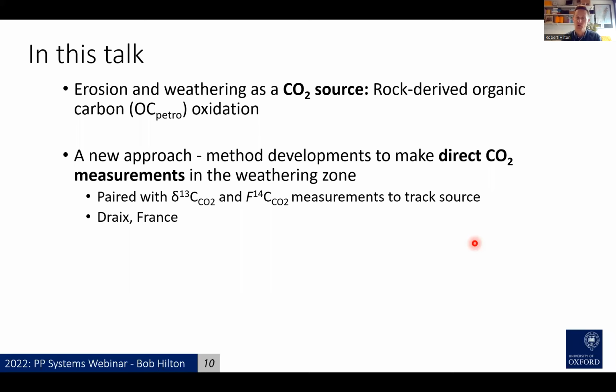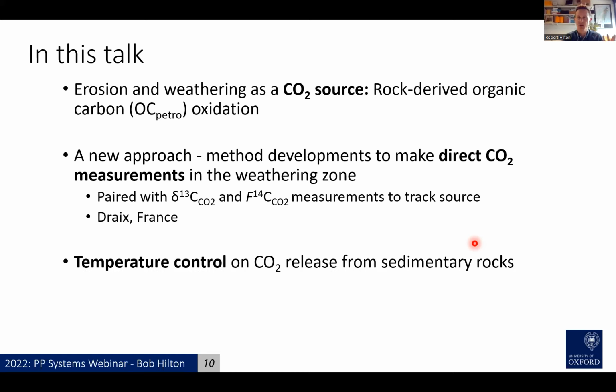There's a bit of what we call geochemistry in here. We measure isotopes of carbon. You might have heard of radiocarbon. That's one carbon isotope that we can measure, and it's very helpful for us in this application. I'm going to talk about a field area in France where we focused a lot of work.